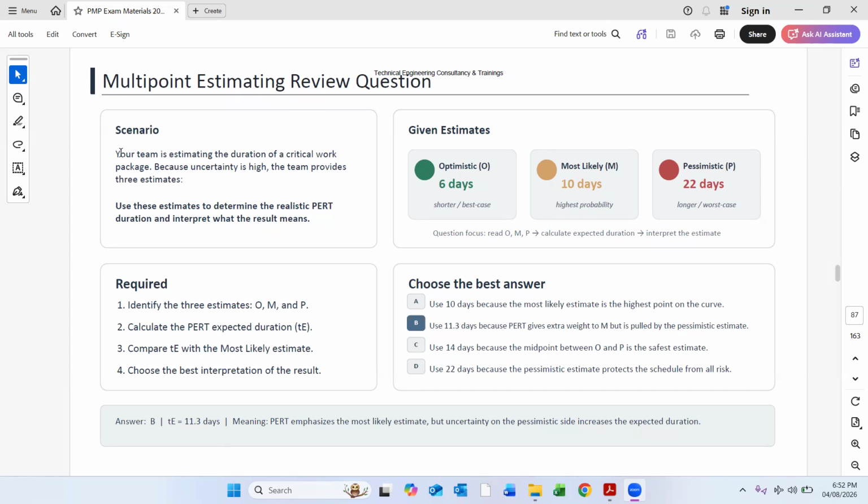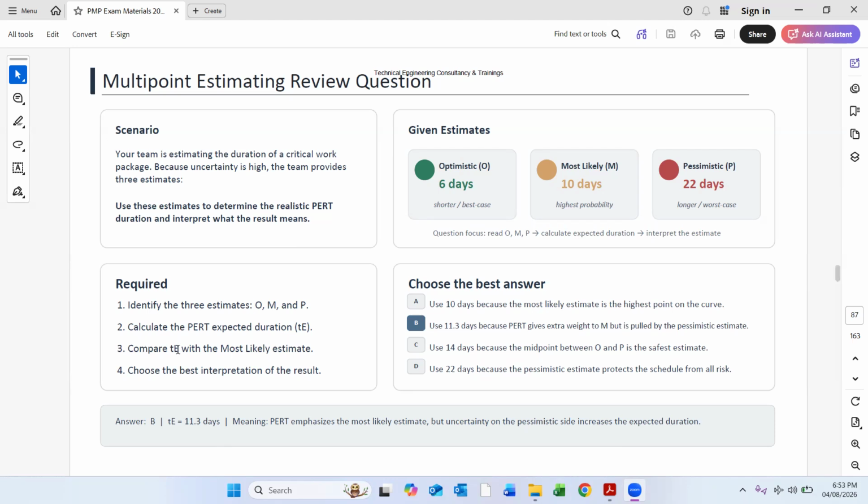The scenario is your team is estimating the duration of a critical work package because uncertainty is high. The team provides 3 estimates. Using these estimates, determine the realistic PERT duration and interpret what the result means. Identify the 3 estimates: optimistic, most likely, and pessimistic. Calculate the PERT expected duration.